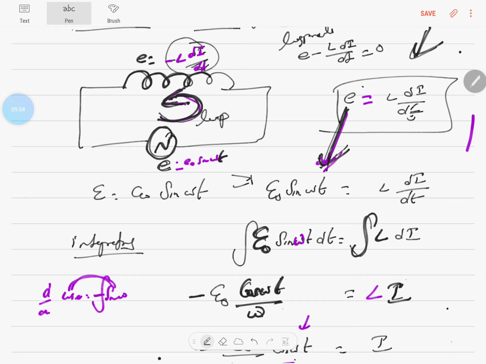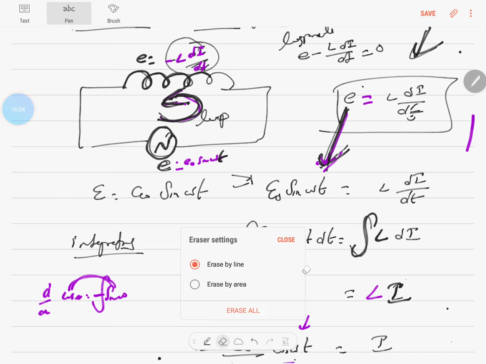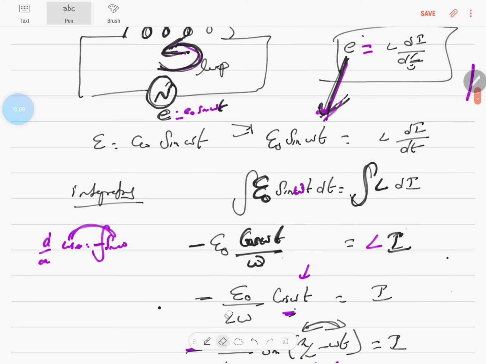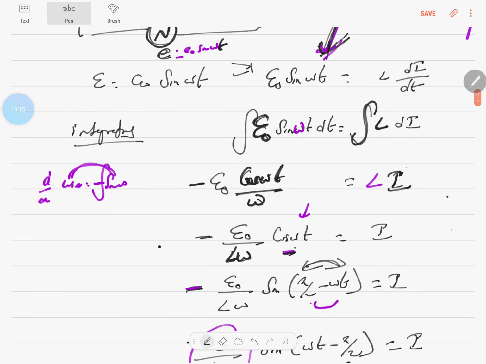You all know that the differentiation of cos x is minus sin x. So the integration of sin x will be minus cos x. So it's minus cos omega t, but because of the chain rule you have to divide by omega in integration, so by omega. Now bring the L down also, so it becomes L omega in the denominator.